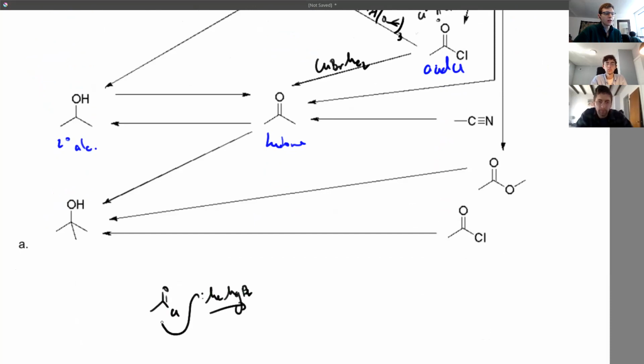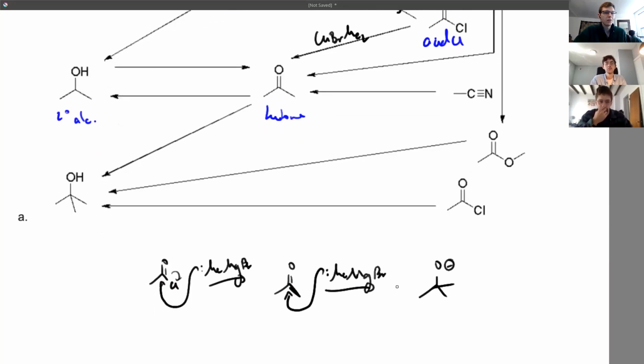this guy is going to attack once, and we're going to get this ketone. But this guy is also really strong. Grignards are very powerful, so it'll attack again, because these things can attack ketones twice. And so we'll wind up with a tertiary alcohol at the end of the day.